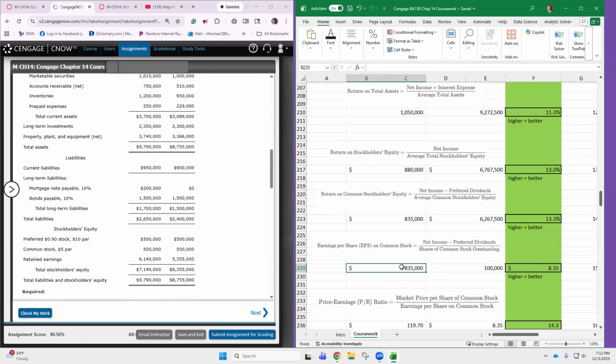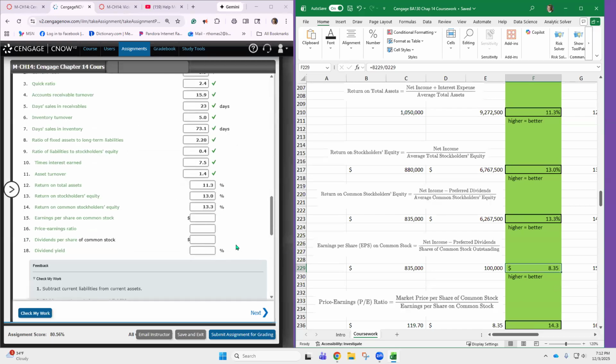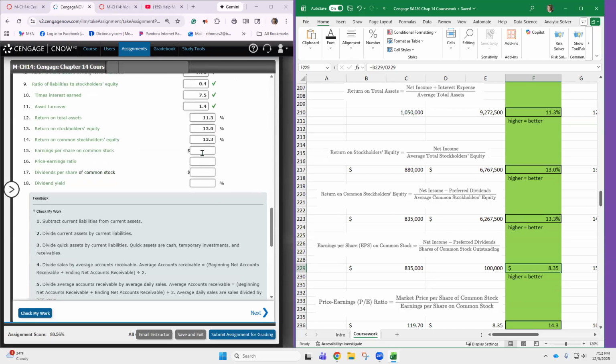So when you take 835,000 and divide by 100,000 shares, you get $8.35 of earnings per share. This is a dollar amount.